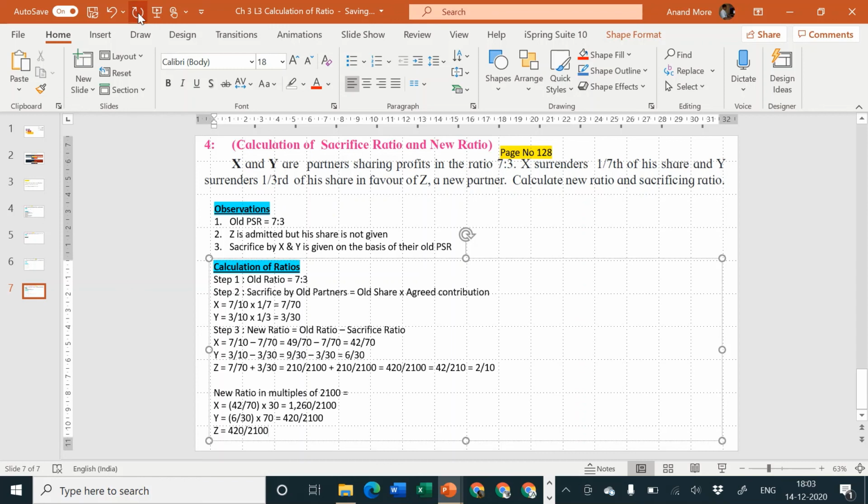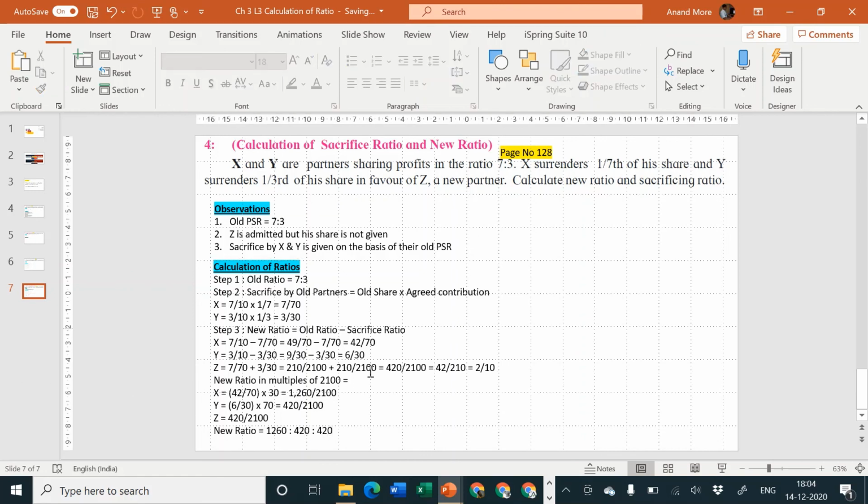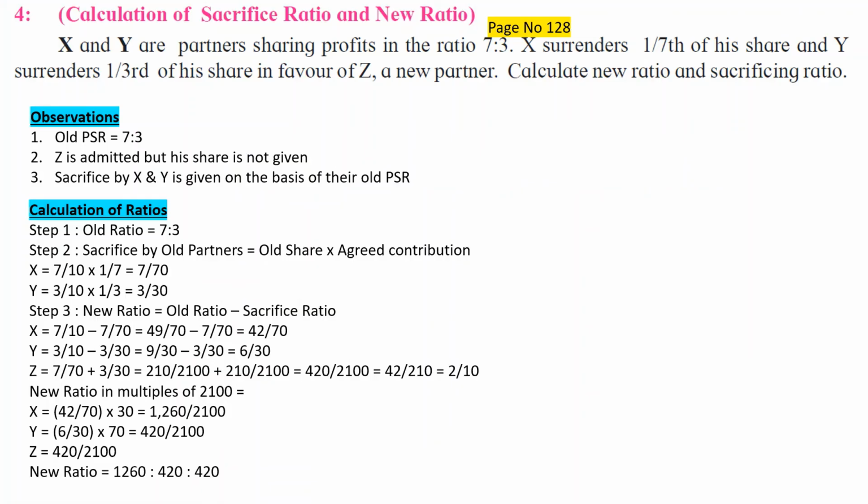1260 plus 420 plus 420 goes to 2100. So it is correct. So the ratio is 1260 is to 420 is to 420. I hope you have understood the concept. So this is where we are completing the fourth question.